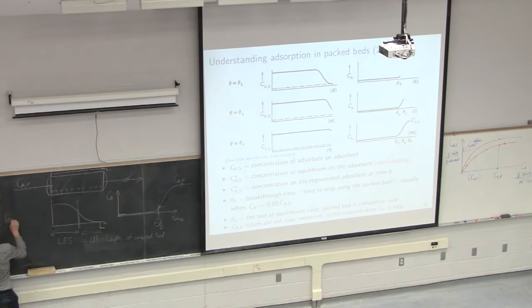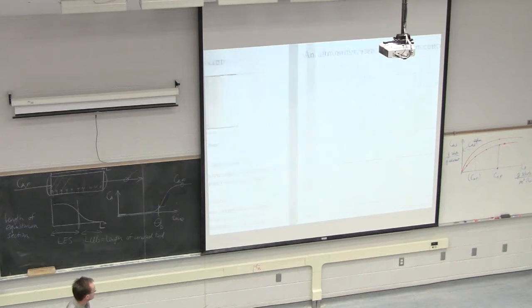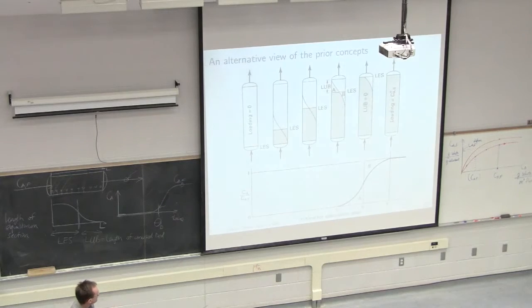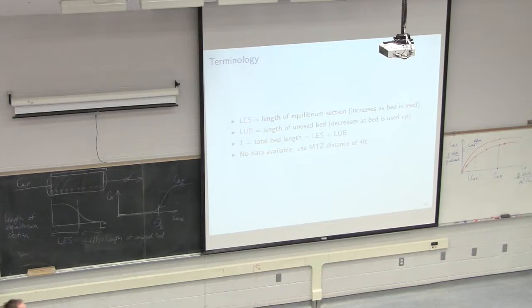LES is for length of equilibrium section. Okay, so those terms are defined. There's another graphical way to look at it, but those terms are defined here on this slide. LES and LUB. And the total of the two must add up to the total length of the bed. If you add LUB plus LES up, you get the total bed length. Either the bed is unused or it's considered to be in equilibrium.